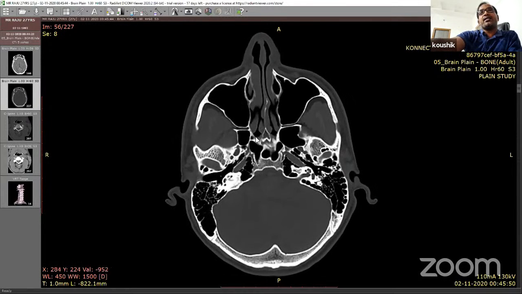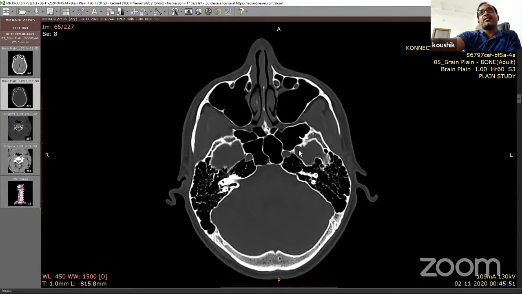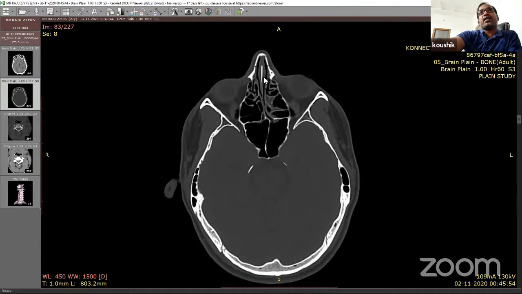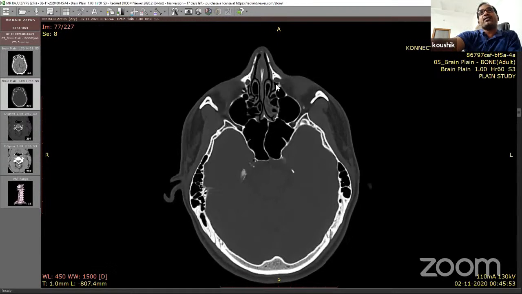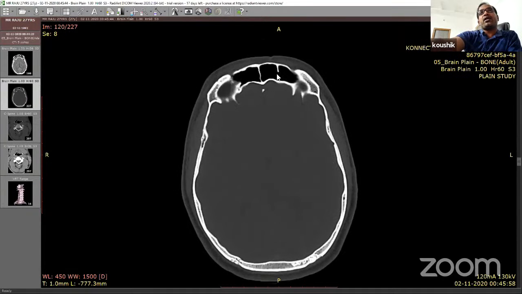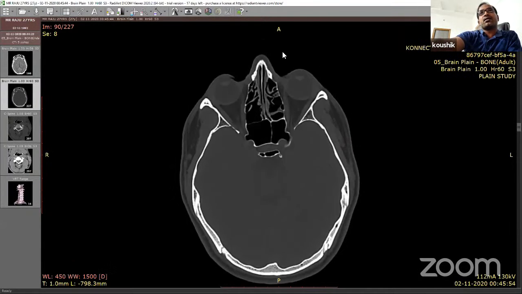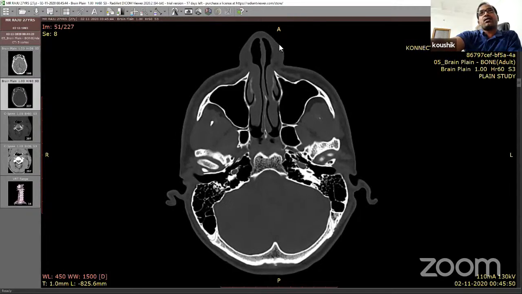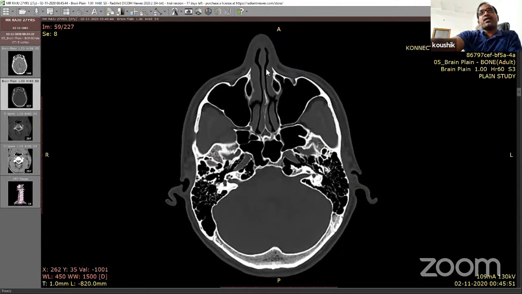These are the sphenoidal sinuses, maxillary sinuses. In the middle, we have the nasal septum, bilateral ethmoidal air cells, frontal air cells. Then on the other sides, we can see in the temporal fossa, these are the zygomatic arches.